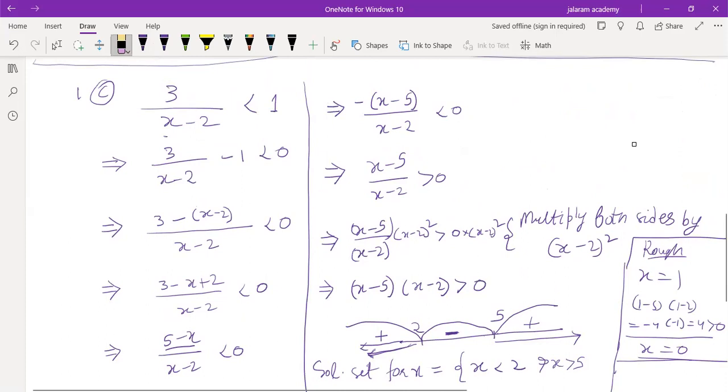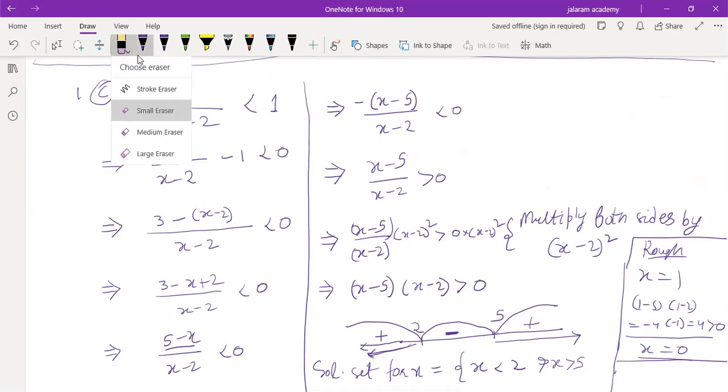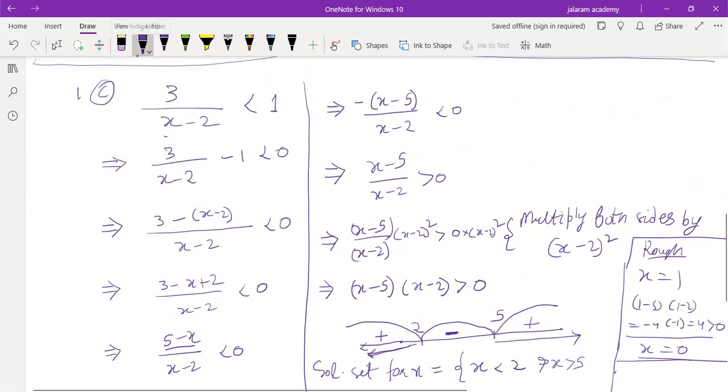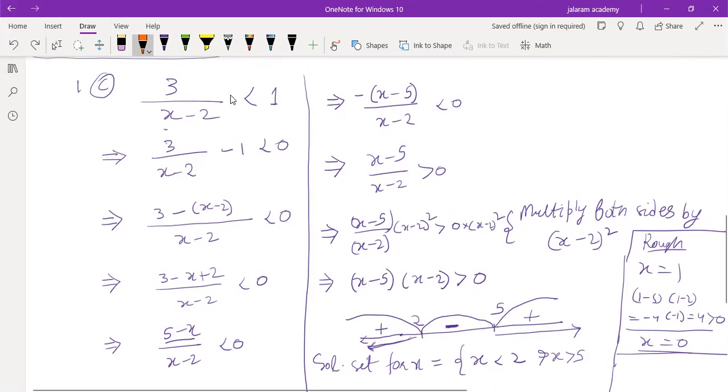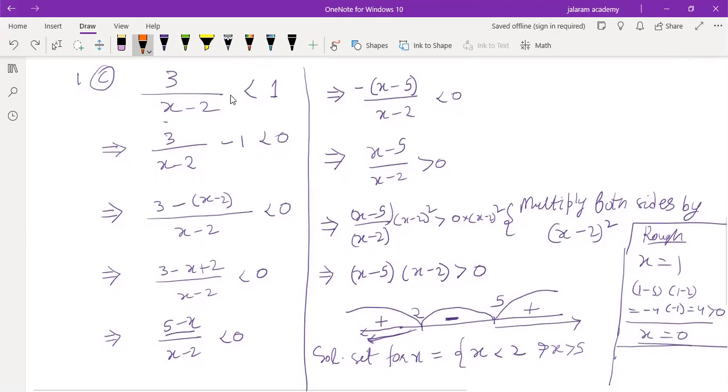Understood? Okay. If there is equal to in this, then only we will write equal to till the last term. But as there is no equal to sign, we cannot write equal to. Is that clear to you? Now copy this question, this solution. Okay.